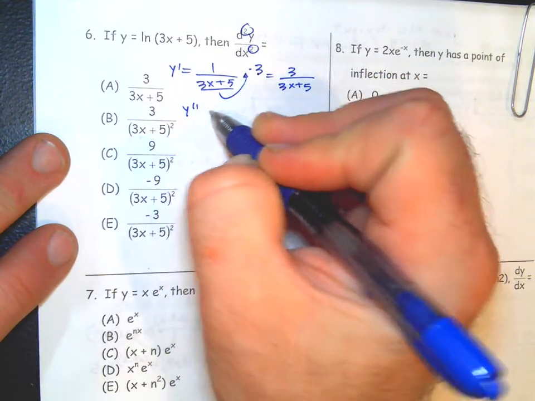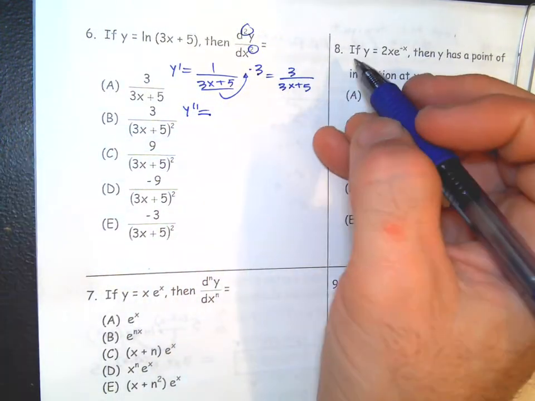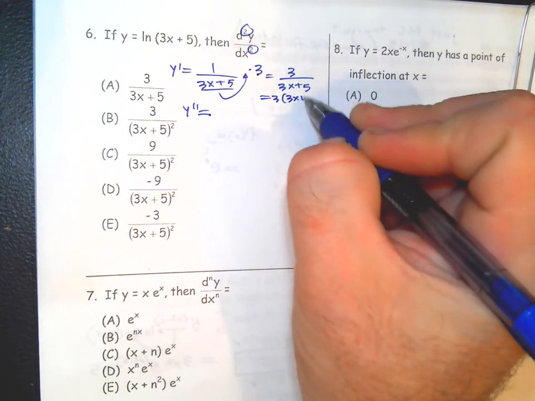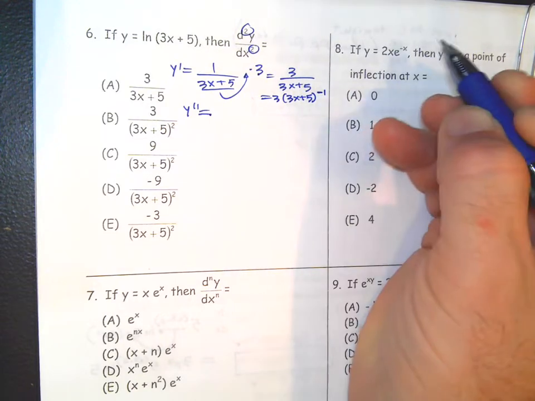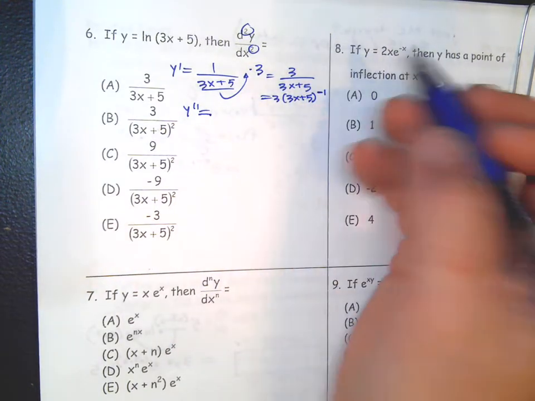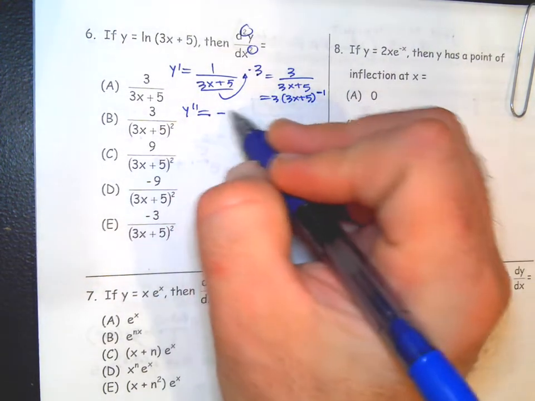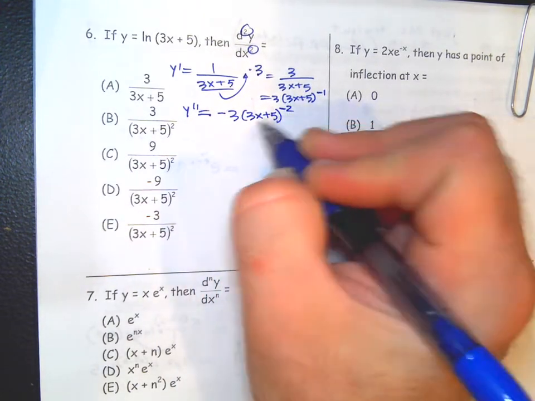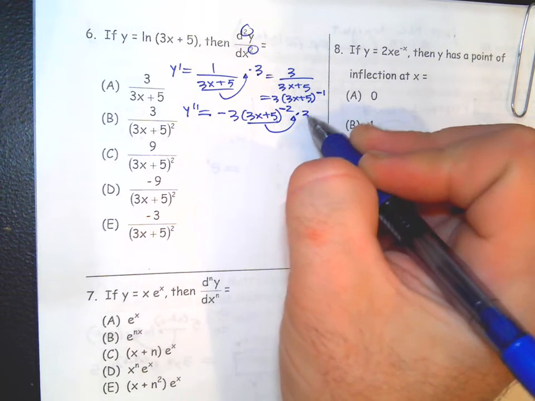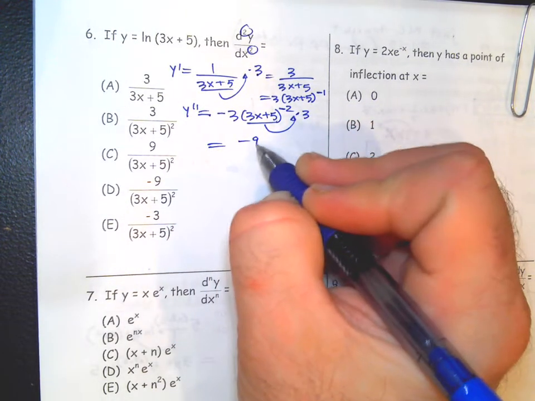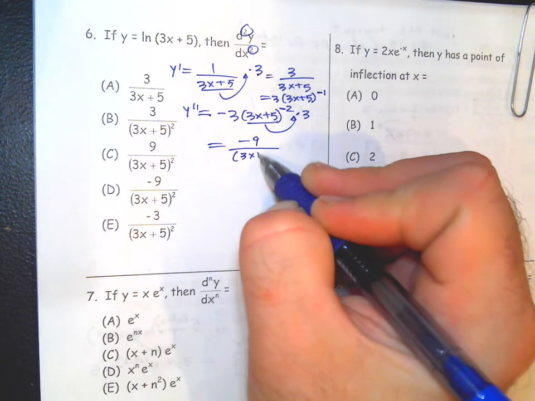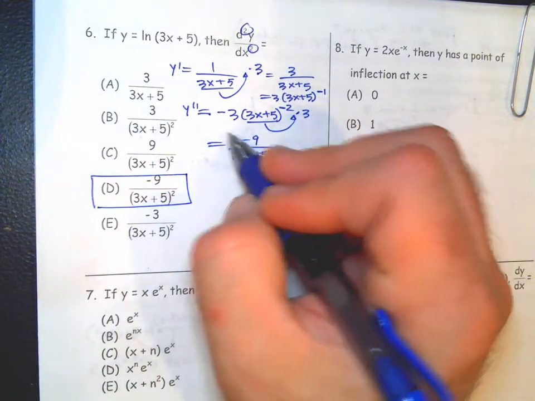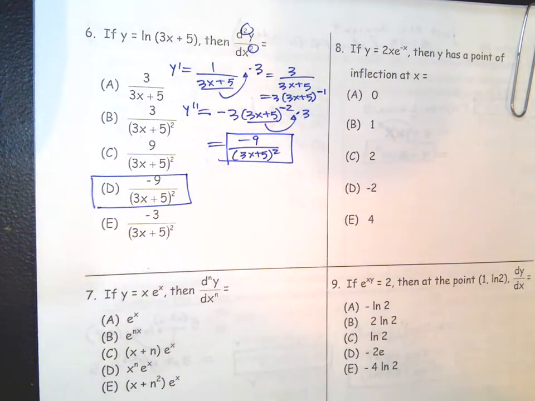So for the second derivative, we could do quotient rule, or you could do this, which would probably be a lot simpler. You could do quotient rule, it should work out. But this one would be negative (3x plus 5) to the negative 2 times the derivative of what's inside. And that would be negative 9 over (3x plus 5) squared. So that's a little easier, I think, than quotient rule, but you should get the same answer.